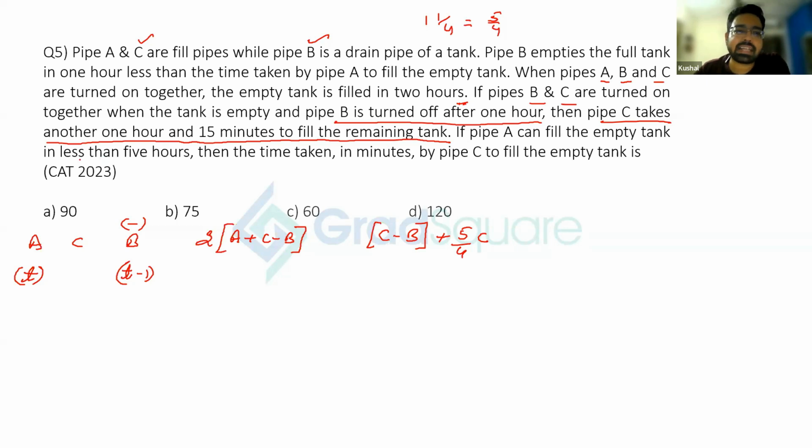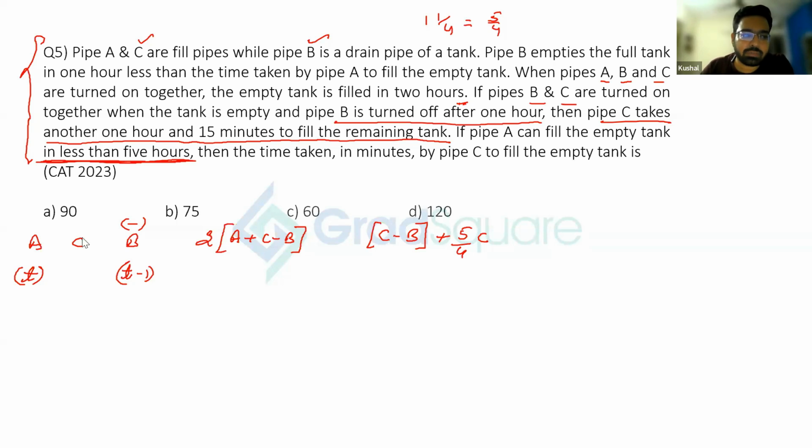If pipe A can fill the tank in less than 5 hours, important information given to us, but as of now, I cannot do anything about it. Then the time taken in minutes by pipe C to fill the empty tank. Now, the information is not very difficult to comprehend. The question turns out to be slightly lengthy to read, that's fair. But the problem with this question is solving the equations turns out to be even more lengthy, right?